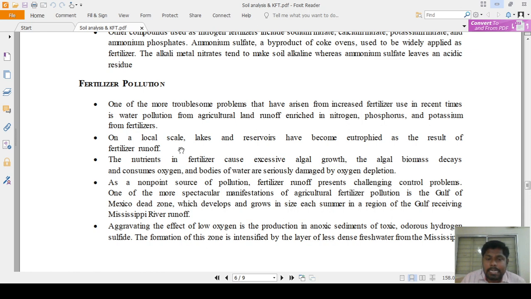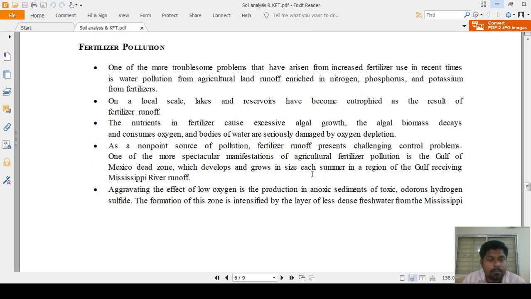On a local scale, lakes and reservoirs have become eutrophied as a result of fertilizer. The word eutrophication arises from the eutrophication process. I am going to discuss that point in unit number 1 with you. The nutrients in the fertilizer cause excessive algal growth. The algal biomass decays and consumes oxygen. Bodies of water are seriously damaged by the oxygen depletion.